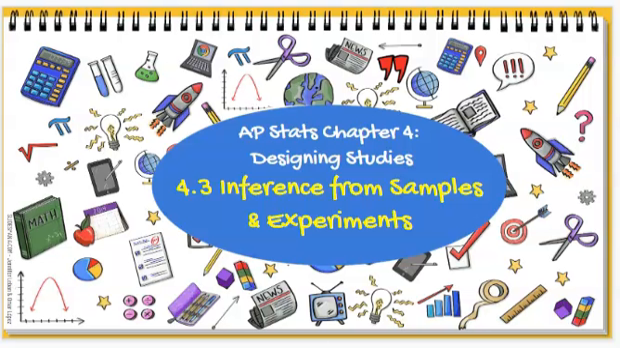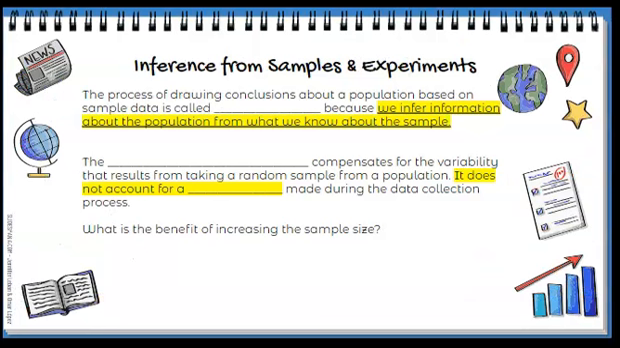In our last section, 4.3, we're going to look at inference from samples and experiments. The process of drawing conclusions about a population based on a sample is called inference, because we infer information about the population from what we know about the sample. That's why our sample has to be a good representation of the population, because we're drawing conclusions about the population.